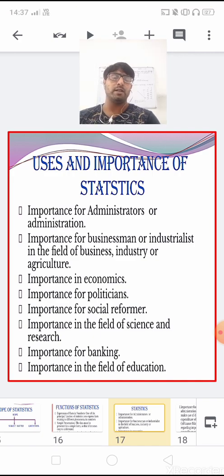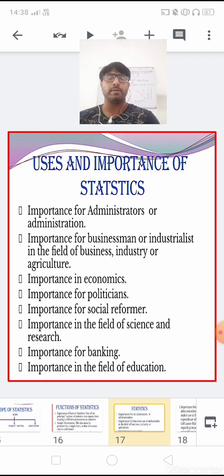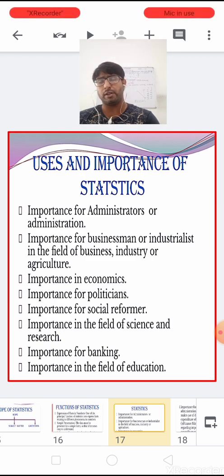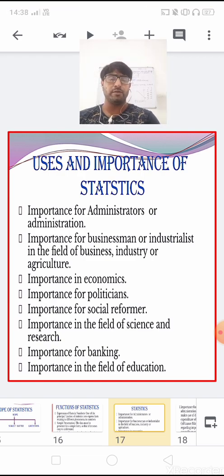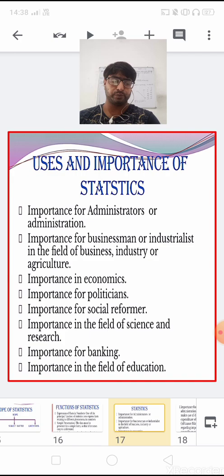Like a businessman keeps various records of total sale, total purchase, total expenses, total revenue, total expenditure, total profit, total loss, which is very helpful for the businessman or for any industries in the field of business.